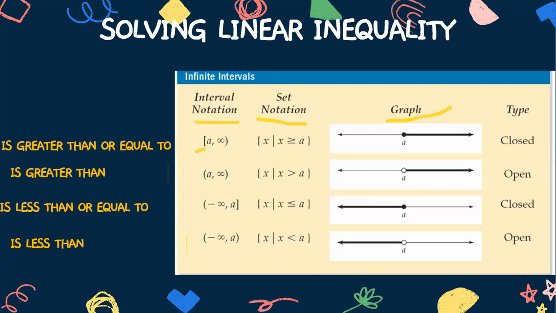And then the graph. When we say greater than or equal to, it is always closed. Remember, it is always closed when it is greater than or equal to. The dot, the solid figure, is closed, shaded, and going to the right. It is included, going to the right when it is greater than or equal to.